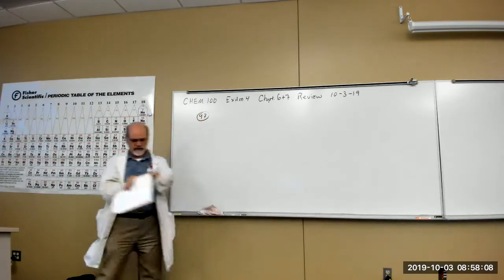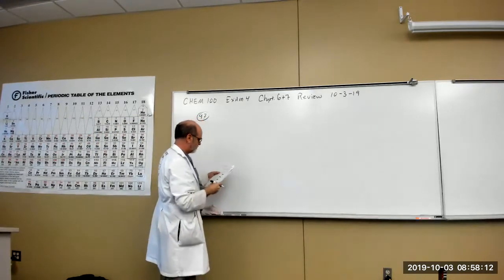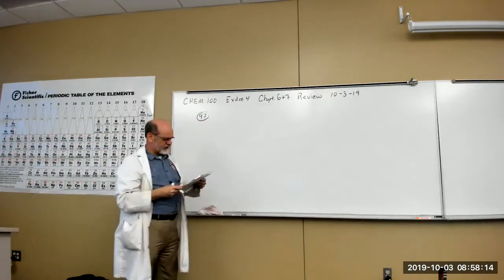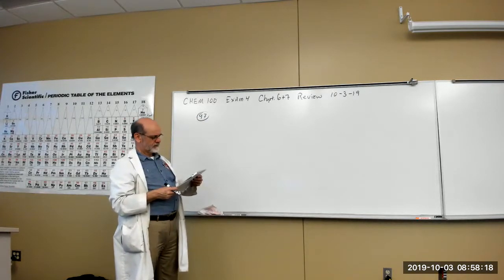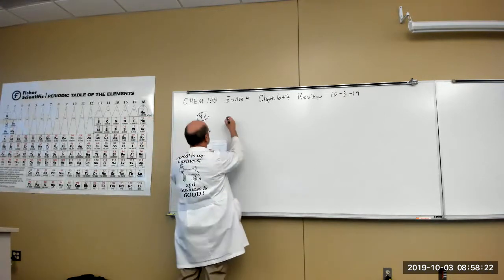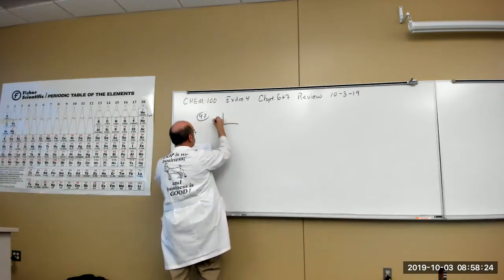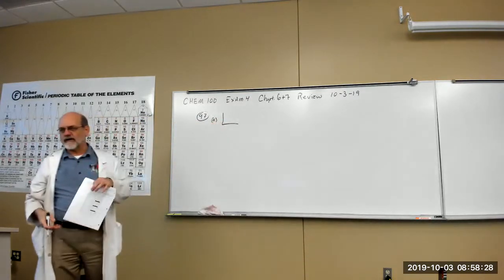How we doing on time? Okay, we're good. So for 97, do I have to draw these out? Yeah, might as well.